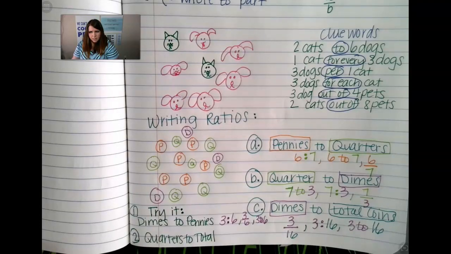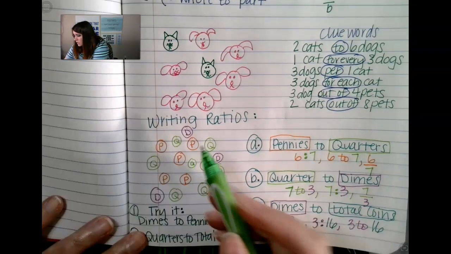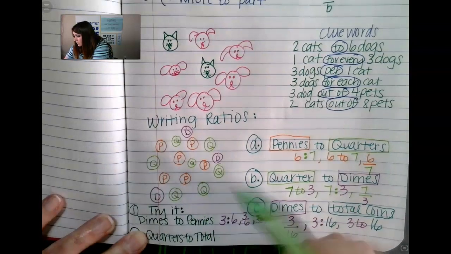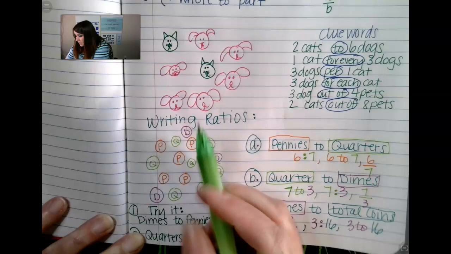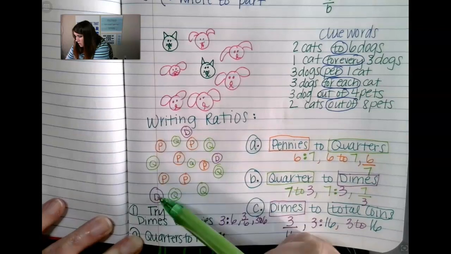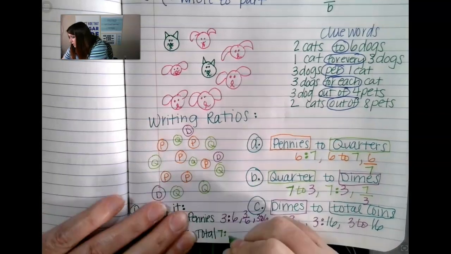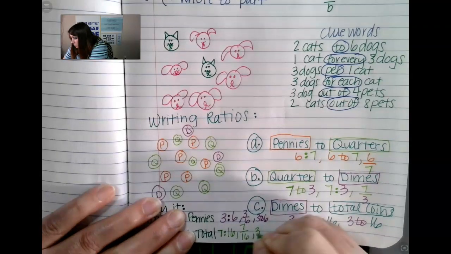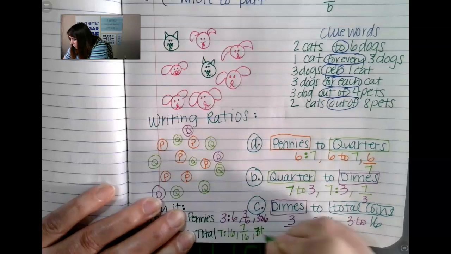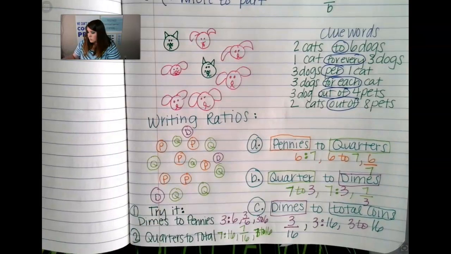Okay, and now I'm doing quarters to the total. So quarters, there's 1, 2, 3, 4, 5, 6, 7. So 7 comes first. So 7 to. We knew over here that it was 16. Let's double count it. 1, 2, 3, 4, 5, 6, 7, 8, 9, 10, 11, 12, 13, 14, 15, 16. So you could have 7 to 16, 7 over 16, or the last ratio, 7:16. Okay, all of those types of ratios work. You only have to write one. You don't have to write all 3.